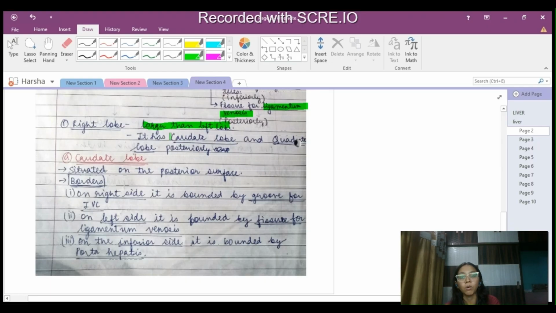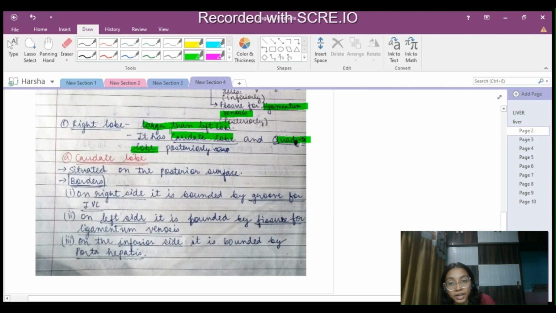Now there are two major lobes which are present within the right lobe. The liver is majorly divided into two lobes, the right and left. Then again, the right lobe has two lobes, the caudate lobe and the quadrate lobe. And where are these present? They are present on the posterior surface of the right lobe.